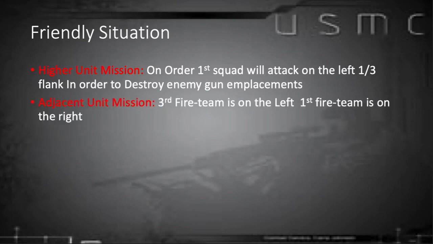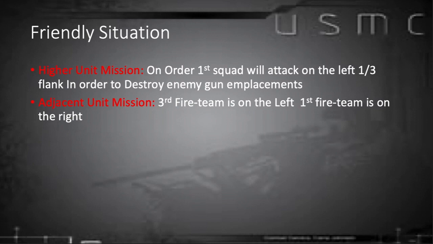We've got to know what our friendly units next to us are doing, okay? So when you're in a fire team, in a squad, you've always got 3 fire teams. So you're going to have 2 other fire teams that you've got to keep track of within your squad. So in this instance, we've got 3rd fire team on the left and 1st fire team on the right. Okay, so we're 2nd fire team. Now that's a really basic way of saying it. There are a whole lot of different ways you can do this.